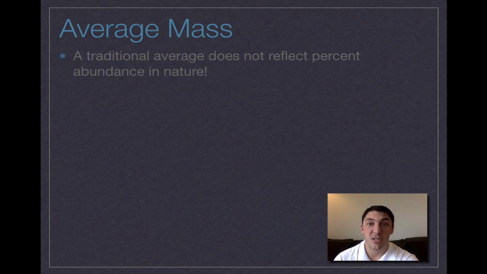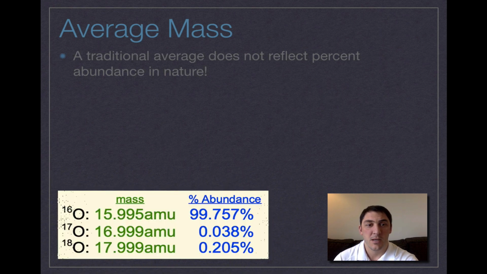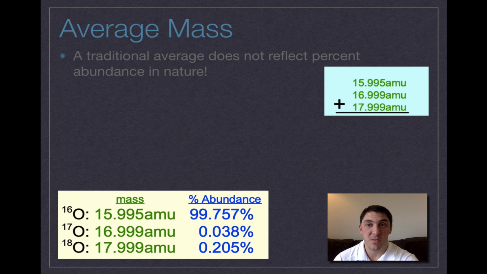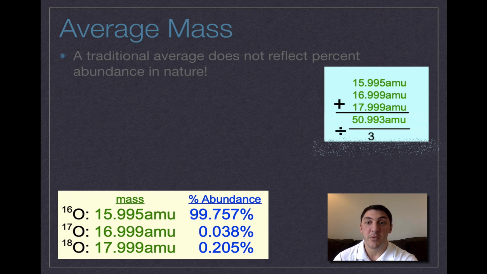Well, a traditional average does not reflect percent abundance in nature, and percent abundance in nature is important. So if we look at that example for oxygen again, and we did a traditional average, and we just added up those masses, we would end up with 50.993 atomic mass units, and then we would divide by 3, like a traditional average, and we would get an average of 16.998 atomic mass units.